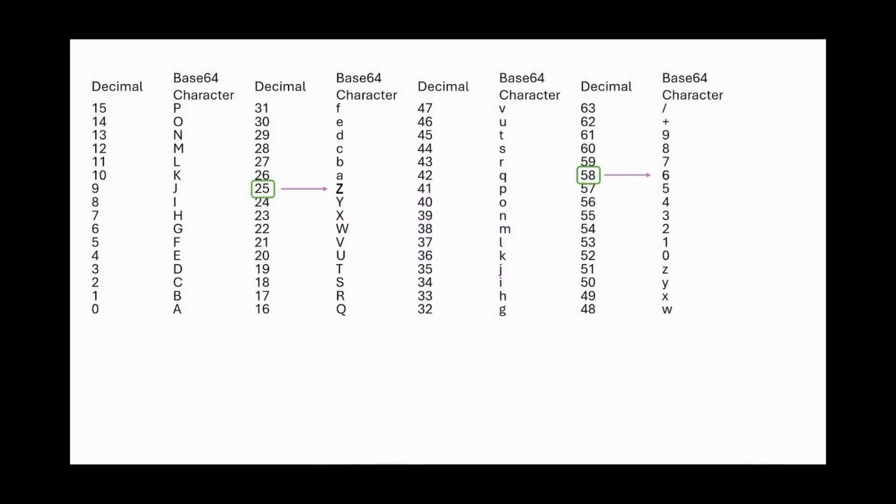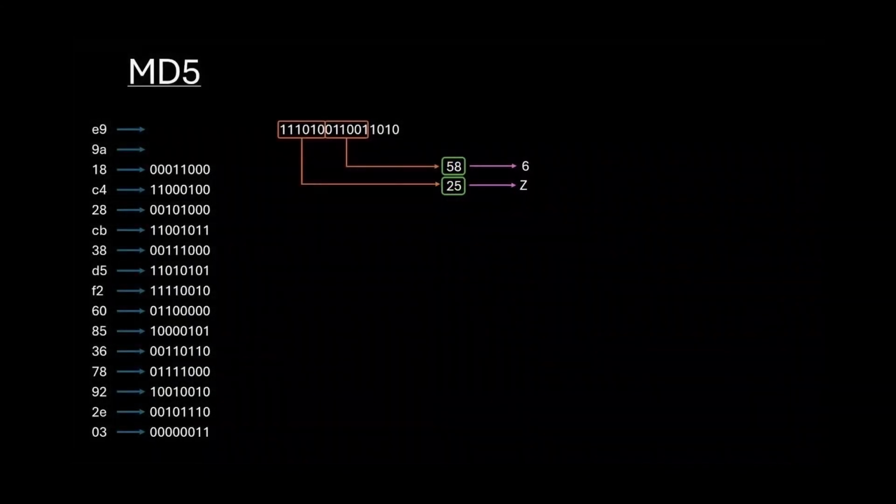So this is the table for base 64 to convert decimal to base 64 characters. We got two numbers, 25 and 58. 25 is mapped to the base 64 character Z, and the decimal number 58 is mapped to the base 64 character 6. So this is how the conversion would look.